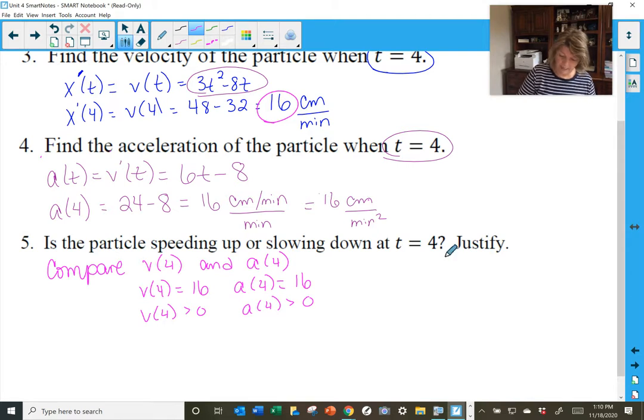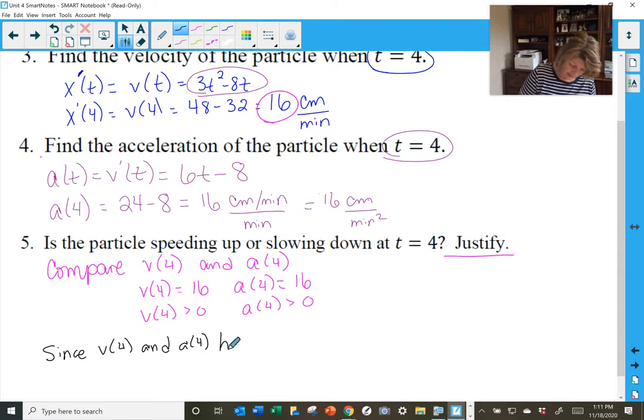So we got to justify. And justification in calculus is a strong sentence. You really do have to describe what's happening, when it's happening, with your evidence. So I'm going to say since v of 4 and a of 4 have the same signs, because that's all it takes for it to work. I don't even have to describe that they're positive.